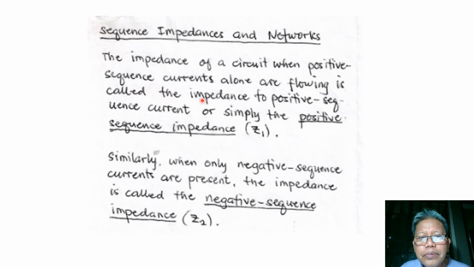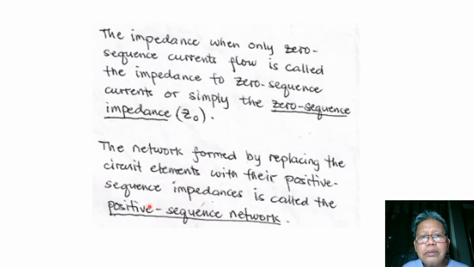Now, this is the reaction of the circuit to the positive sequence component of the current. Similarly, when only negative sequence currents are present, the impedance is called the negative sequence impedance, Z sub 2. And the impedance when only zero sequence currents flow is called the impedance to the zero sequence currents, or simply the zero sequence impedance, Z sub 0.